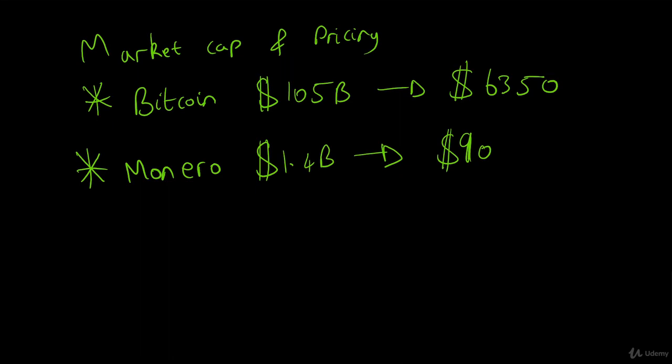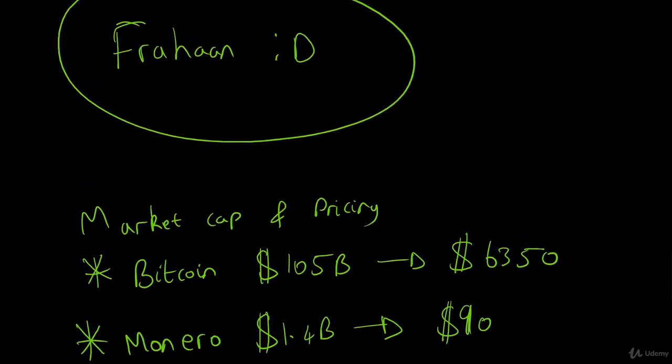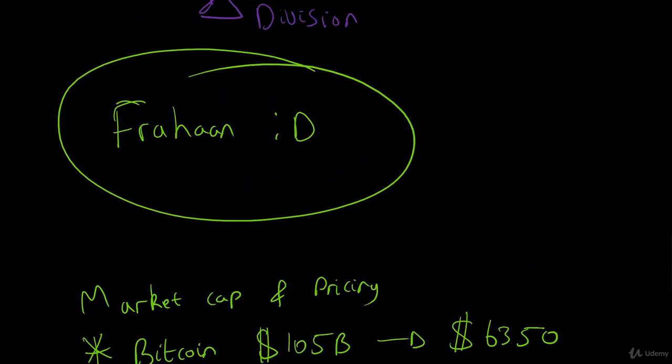Maybe all the communities of all these different cryptocurrencies will get together, create a consortium, and create the ultimate cryptocurrency. And like I said, it should be called the Frahan cryptocurrency. So I think we should advocate the Frahan cryptocurrency.